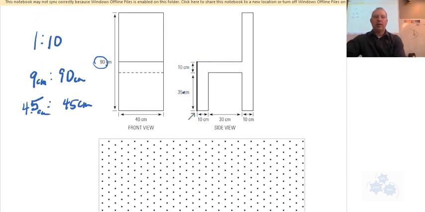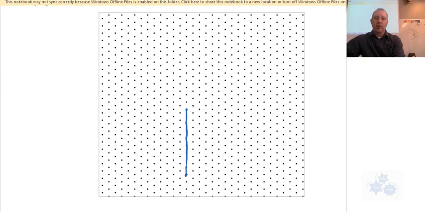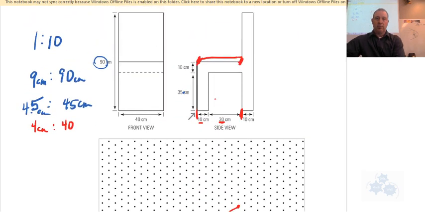What I want to know now is how far do I go from here to here? This is the seating area, right? From here to here is how many centimeters in real life? 30 plus 10 is 40. So that's going to be 4 centimeters. That's going to be 8 squares, or 8 dots. So again, go on the angle. Don't go sideways or down. We want to go on the angle. So go 1, 2, 3, 4, 5, 6, 7, 8. So 9 up and 8 back. We good so far?